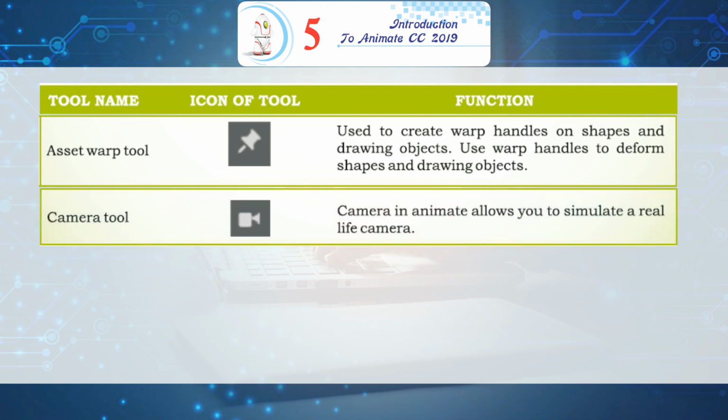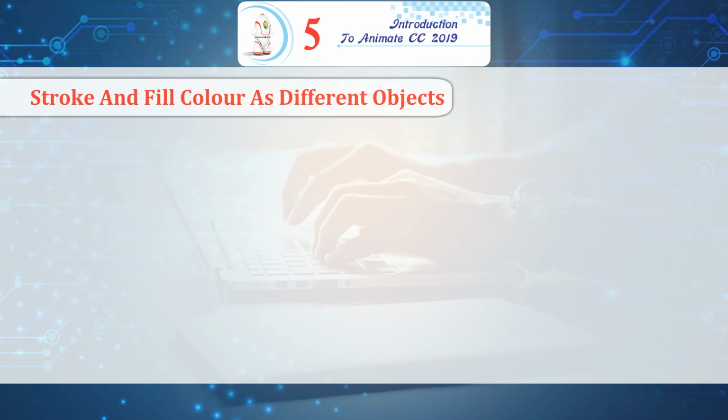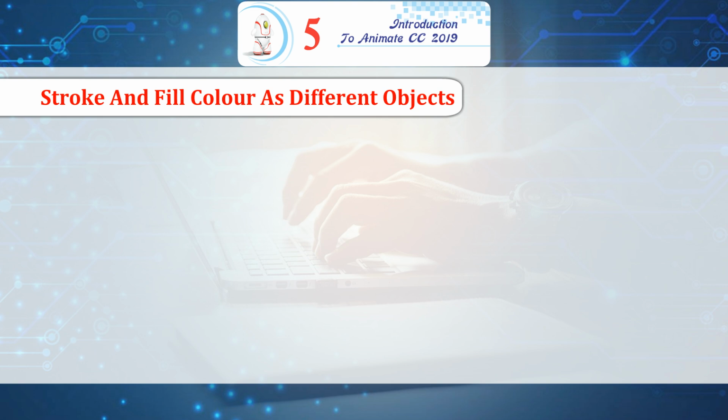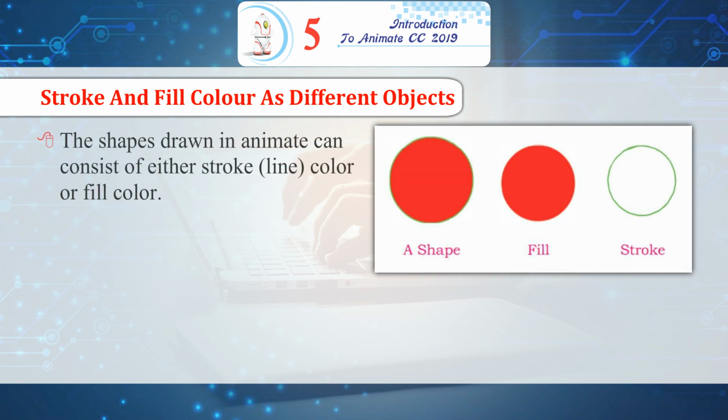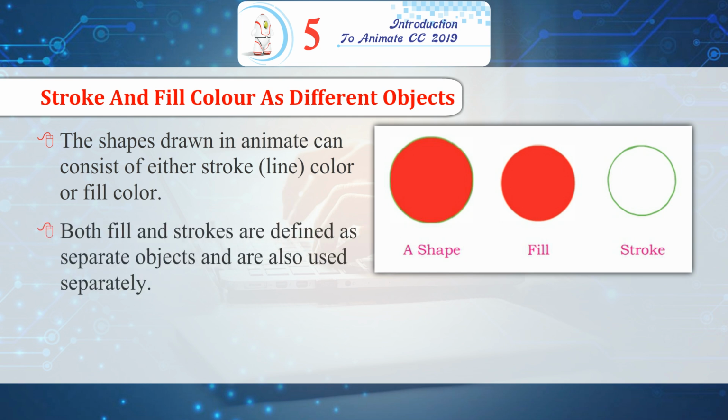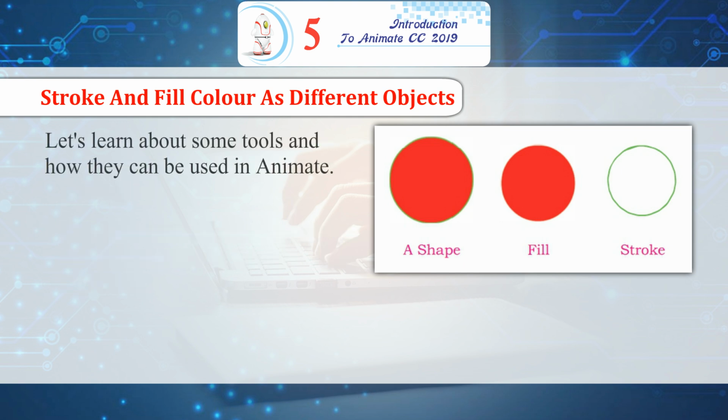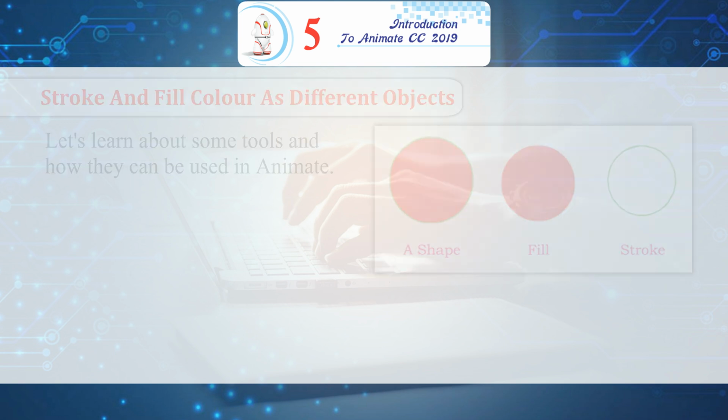Camera tool. Camera in Animate allows you to simulate a real-life camera. Stroke and fill color are treated as different objects. The shapes drawn in Animate can consist of either stroke, line color, or fill color. Both fill and strokes are defined as separate objects and are also used separately. Let's learn about some tools and how they can be used in Animate.